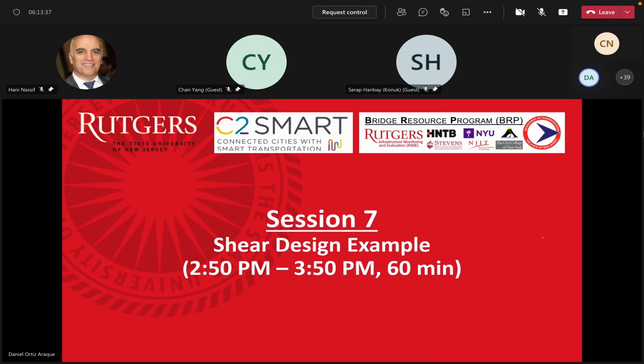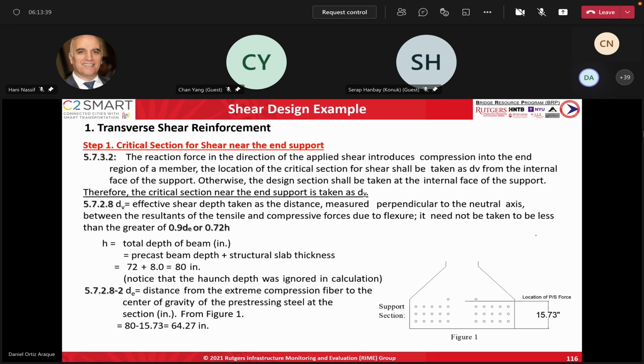So for the shear design of pre-stressed concrete, we're going to cover transverse shear reinforcement, interface shear reinforcement, longitudinal reinforcement, and anchorage zone. Since transverse shear reinforcement is required along the girder, for this part we're just going to do it at the critical section. The critical section is at a point at dV, defined as dV, where dV is the distance between the resultants of the tensile and the compressive force. So we're just going to decide that section.